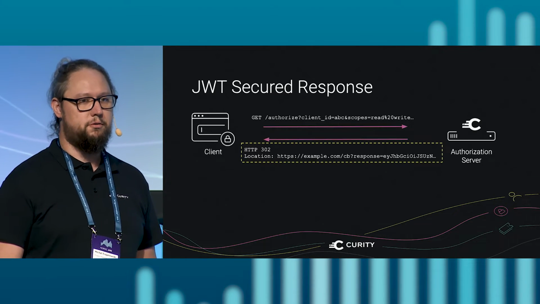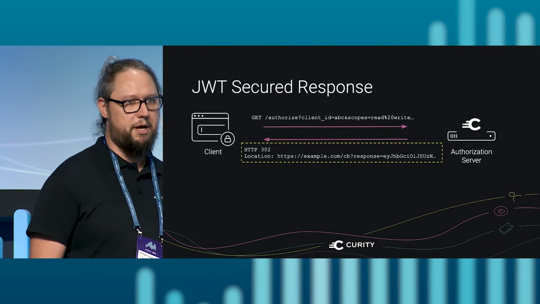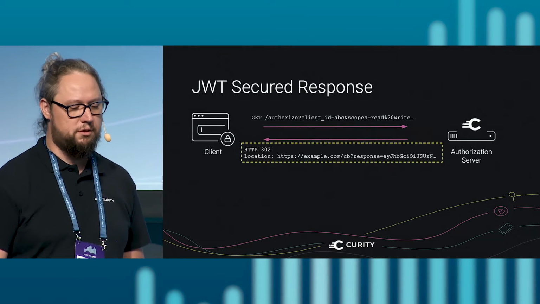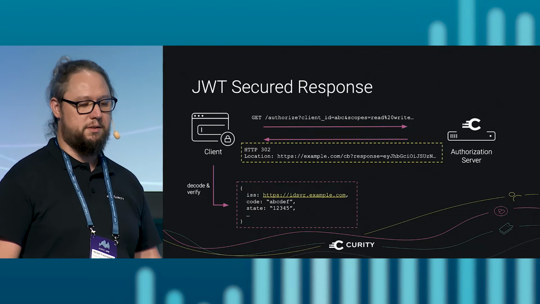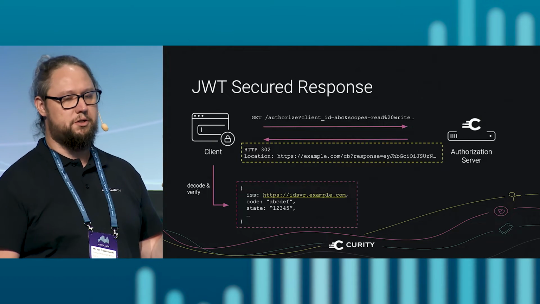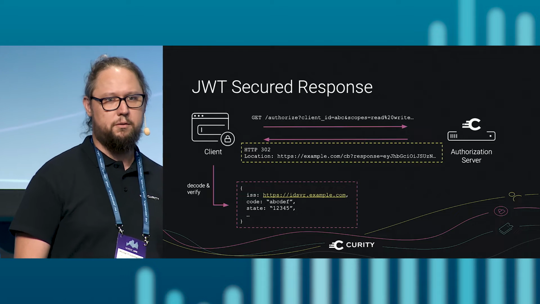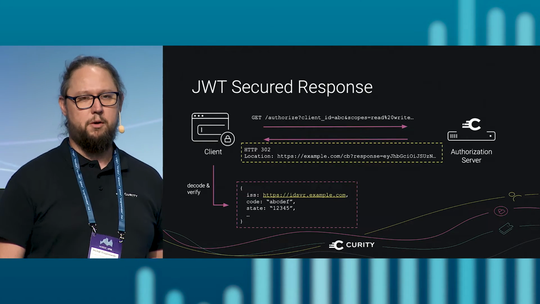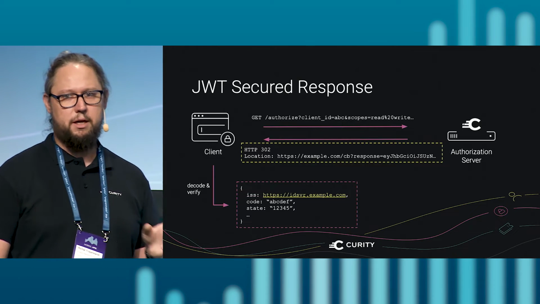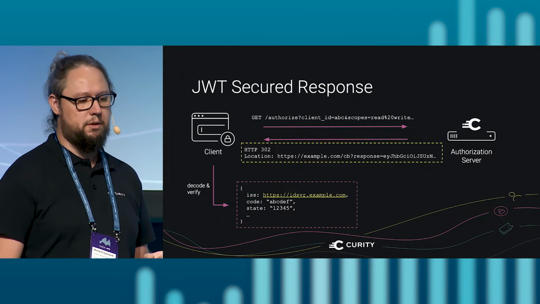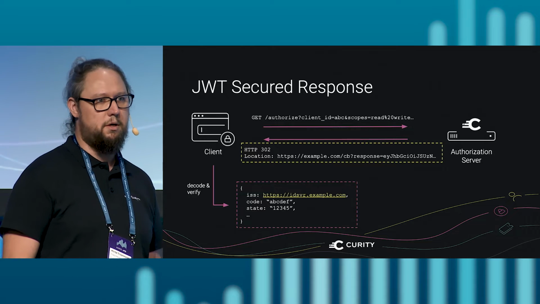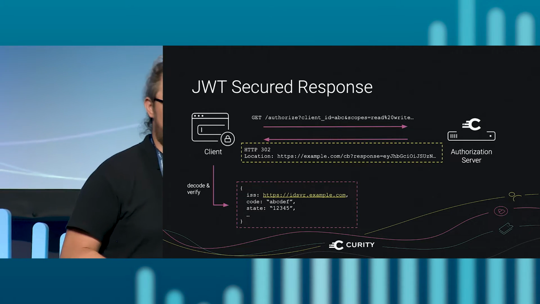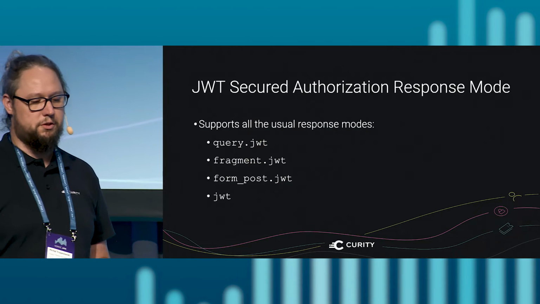So in a JWT secured response mode, what the client gets back in the redirect response is not the parameters, it's just a JWT. And then the client takes the JWT, it can decode it, verify the signature, and all the parameters, the code and the state, are inside the payload of the JWT. It also gets information about the issuer, so now it knows exactly which authorization server issued the code, and it knows that none of the parameters has been tampered with, because it's a JWT, it's integrity protected, so there's no issue with that.